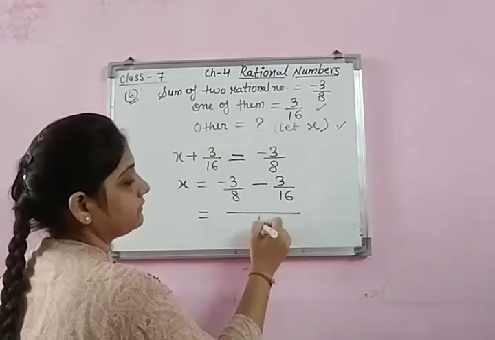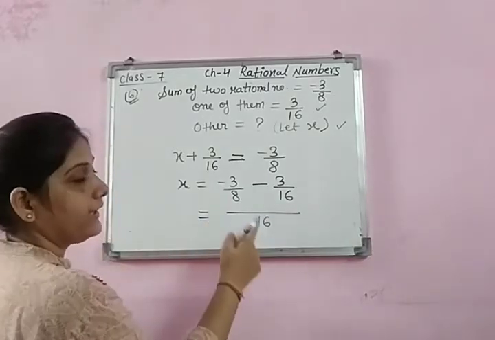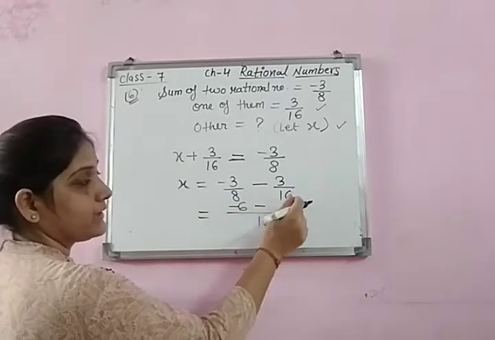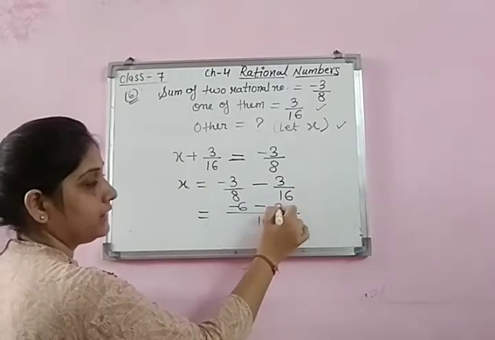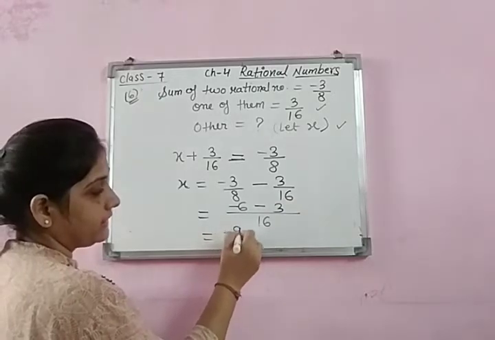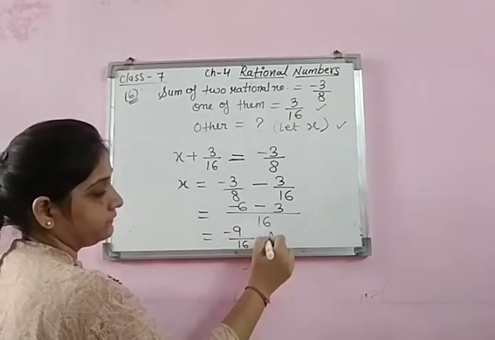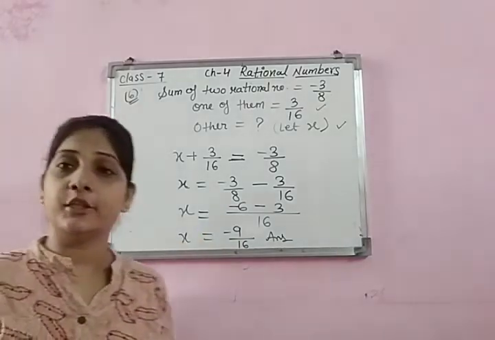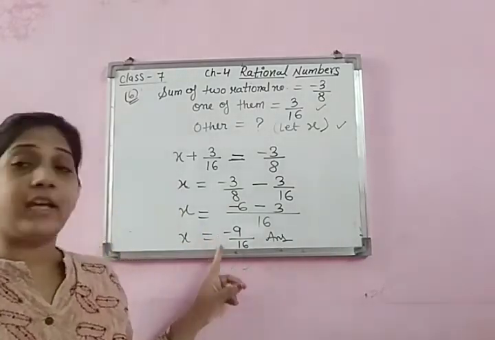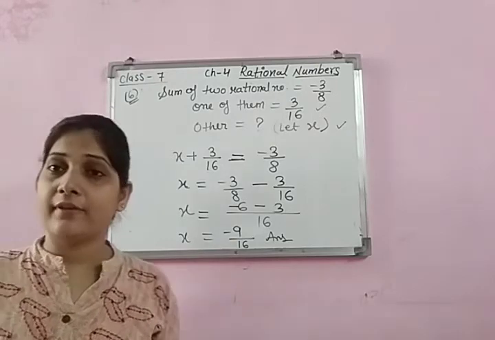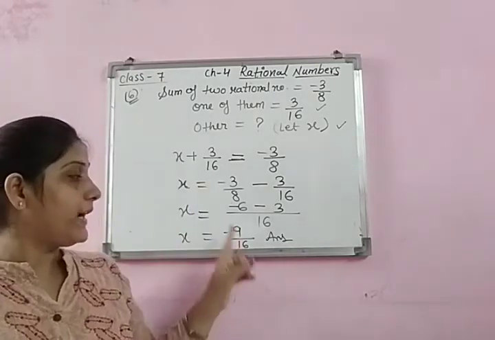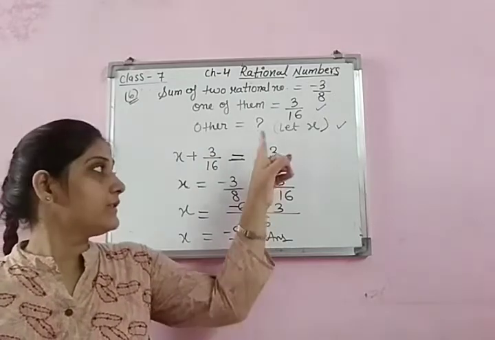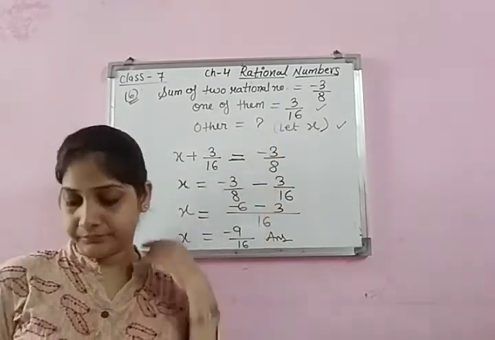So we know this. Take the LCM 16. 8 2s are 16 and 2 3s are 6. Now minus 16 one time, 1 3 is 3. It will give me minus 9 by 16. This is the answer of x. It means the other rational number is negative 9 by 16. You can verify your answer. When you add minus 9 by 16 and 3 by 16, you will get minus 3 by 8.